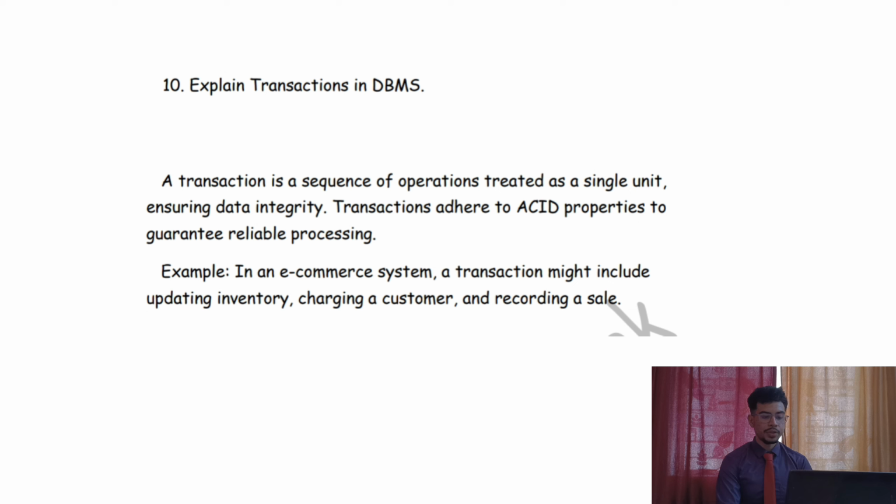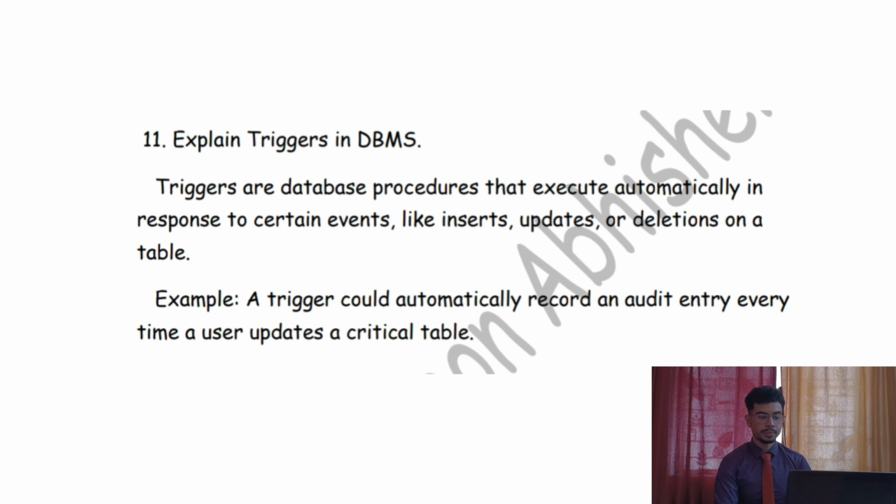Explain transactions in DBMS. A transaction is a sequence of operations treated as a single unit, ensuring data integrity. Transactions adhere to ACID properties to guarantee reliable processing. Example, in an e-commerce system, a transaction might include updating inventory, charging a customer, and recording a sale.